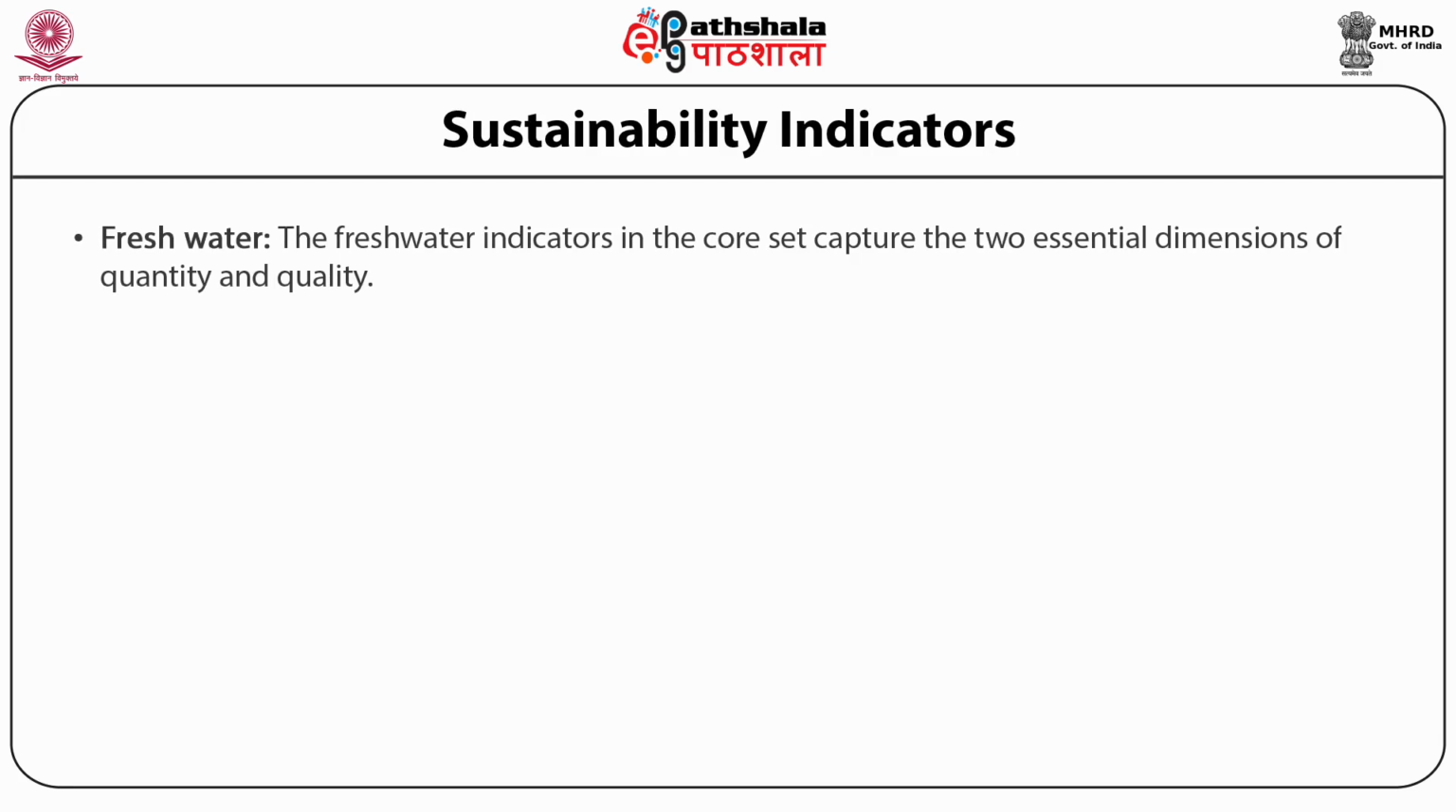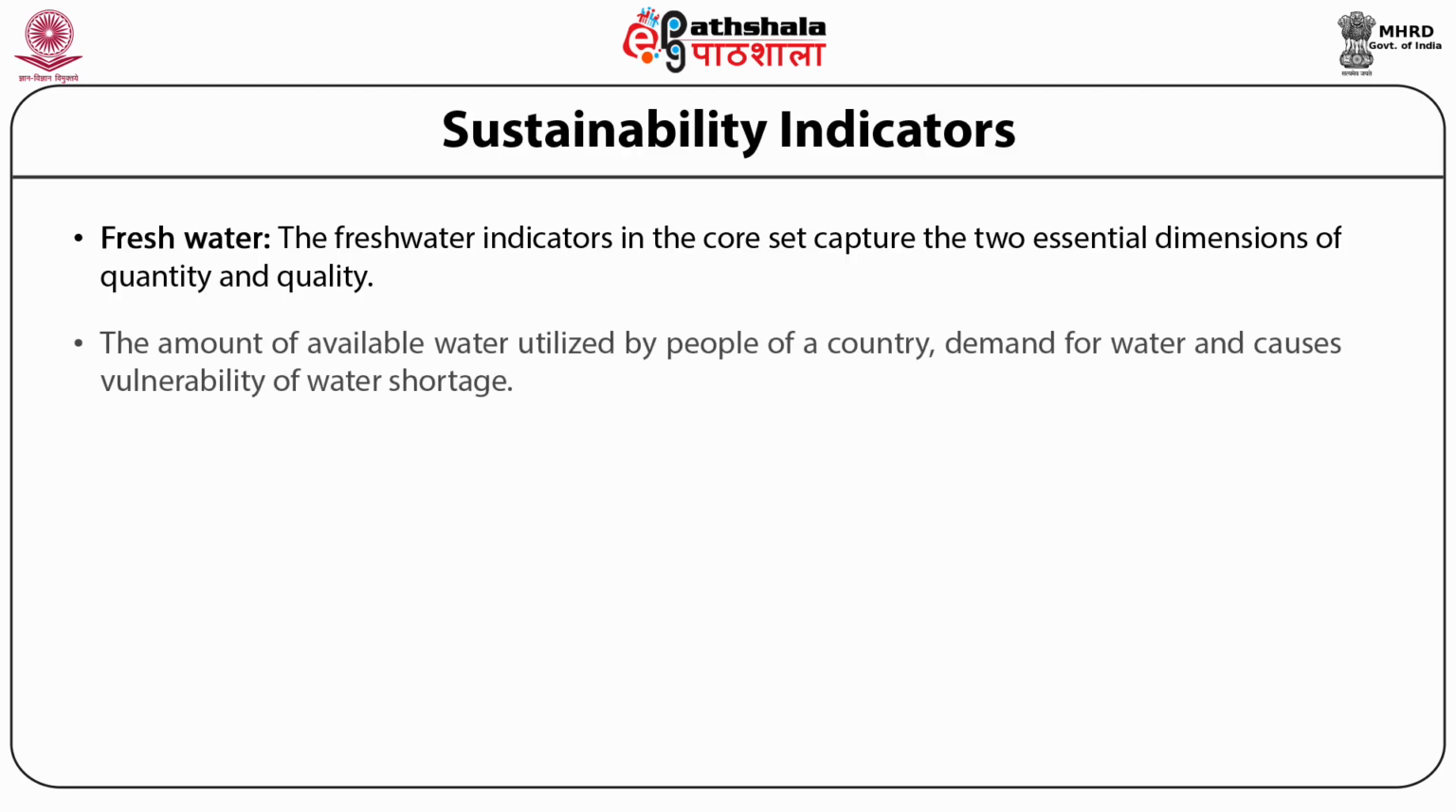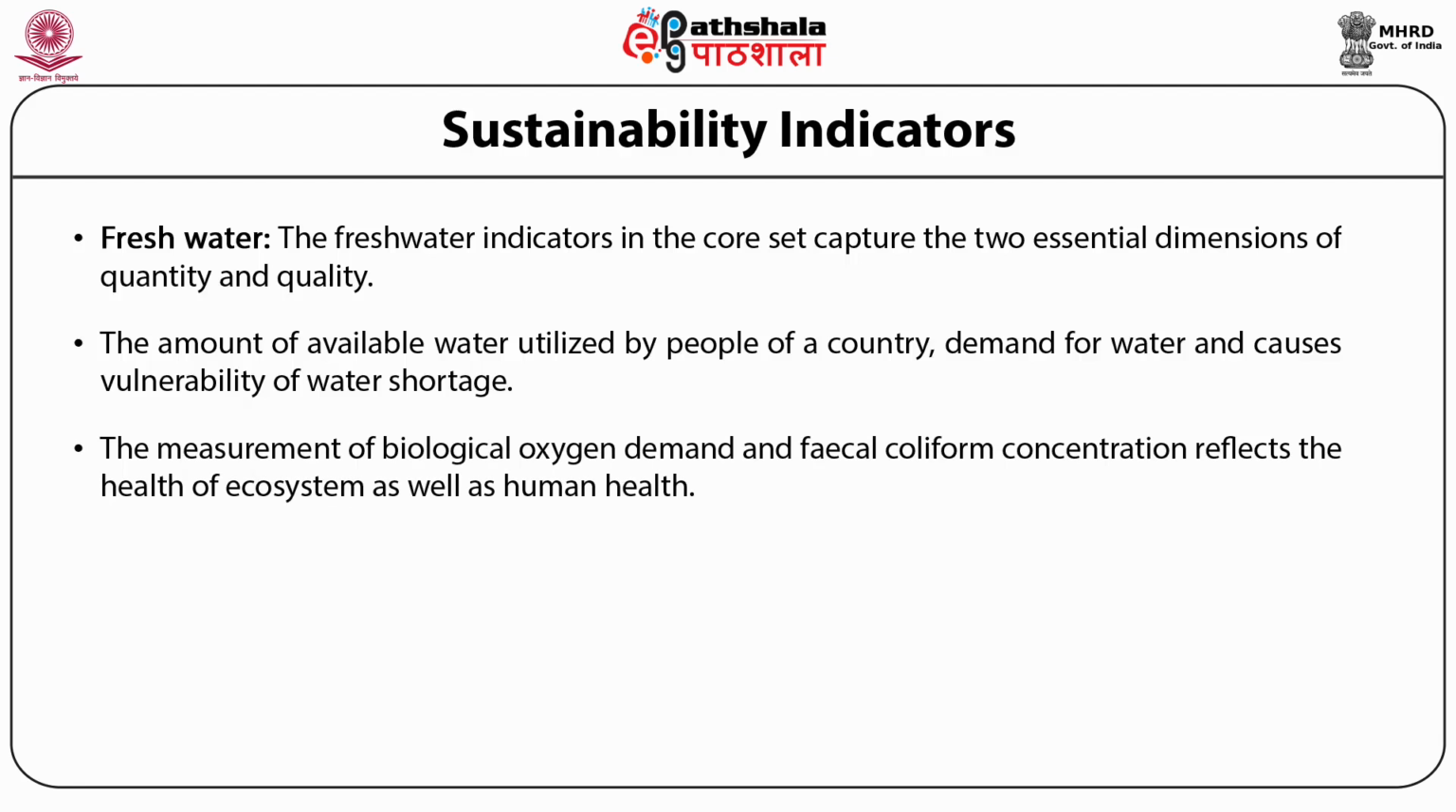Sixth indicator is freshwater. The freshwater indicators in the core set capture the two essential dimensions of quality and quantity. The amount of available water utilized by people of a country, demand for use of water, causes vulnerability of water shortage. The measurement of biological oxygen demand and fecal coliforms concentration reflects the health of the ecosystem.